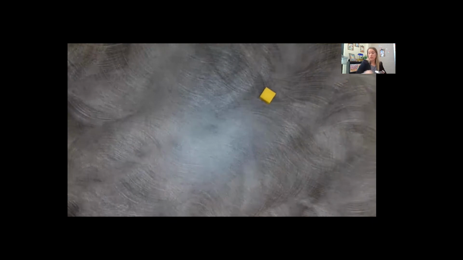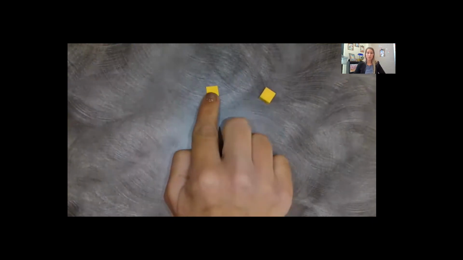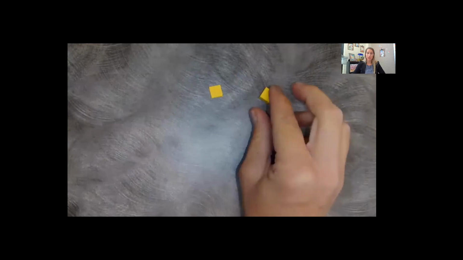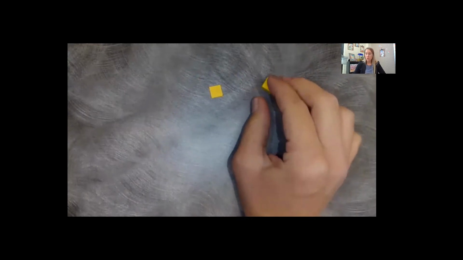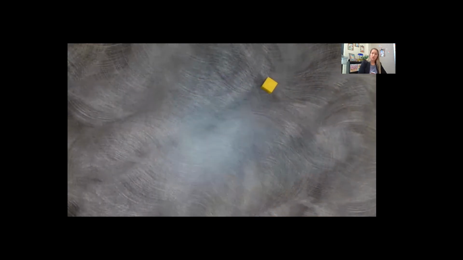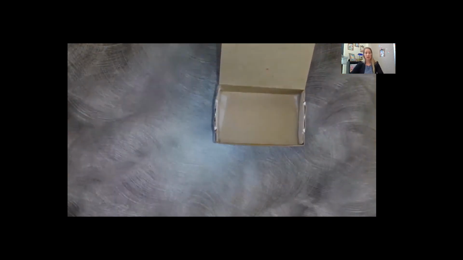Remember in our last lesson, we discussed the difference between cubic units and square units. Square units are two-dimensional. They have two dimensions, length and width. Cubic units have three. When we measure volume, we measure it in cubic units. So we need to know how much space is inside this box.